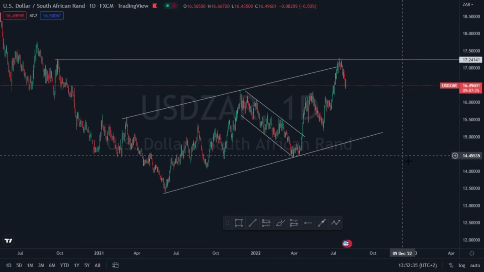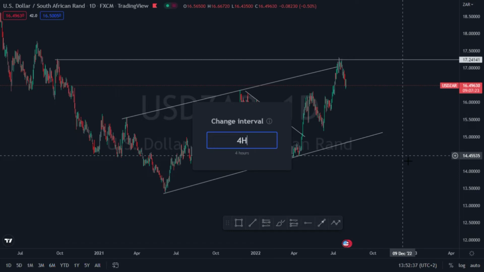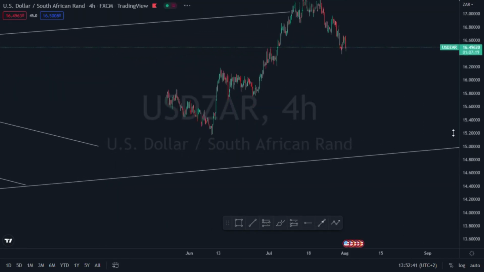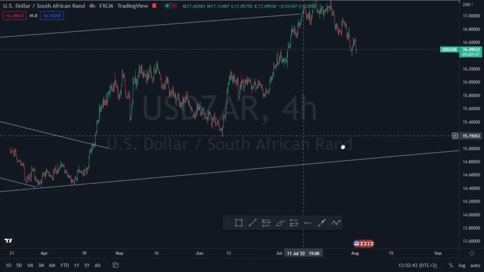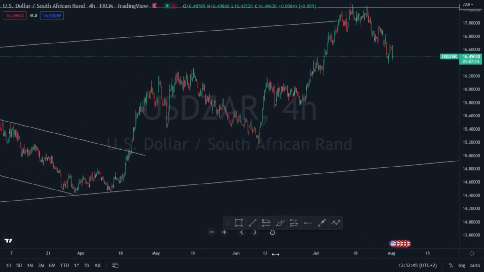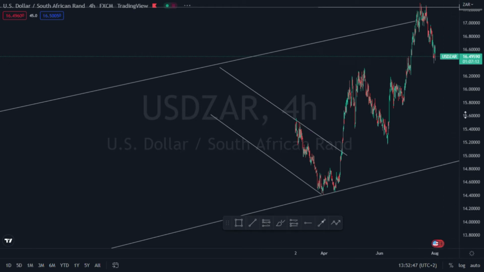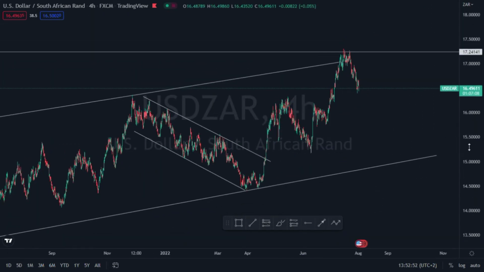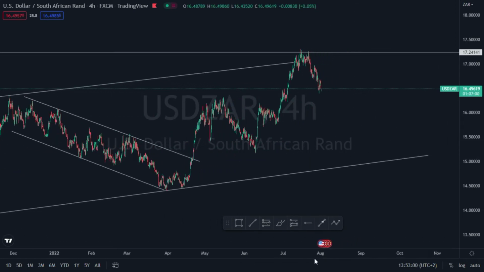But then if I scale it down to the 4 hours time frame, we already see how we can scale in on this current market movement right here. So this is what I will be looking at to analyze the current market structure, right?